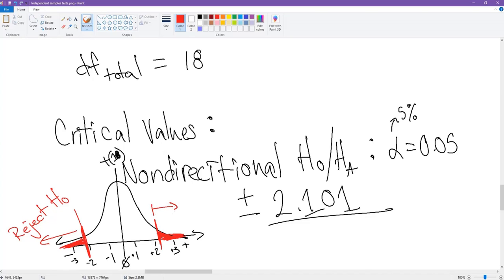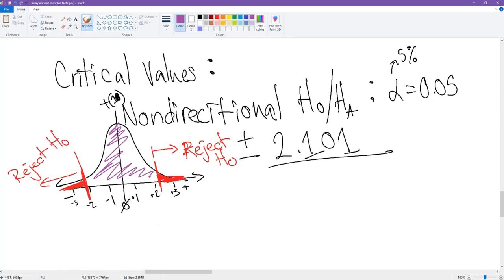Anything above positive 2.101 is where I would reject my null hypothesis. But anything in the middle here is where I would fail to reject the null hypothesis, because that positive and negative 2.101 signifies the area in which we would reject our null hypothesis, but really it's the probability of making a type 1 error, a false positive, and on a distribution, that area is always in the extreme scores.